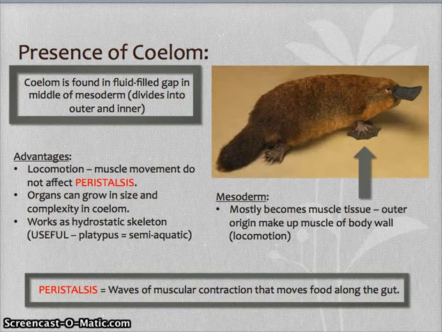Peristalsis, by definition, is waves of muscular contraction that moves food along the gut. It also allows organs to grow in size and complexity, and finally works as a hydrostatic skeleton, which is ideal since a platypus is a semi-aquatic organism.